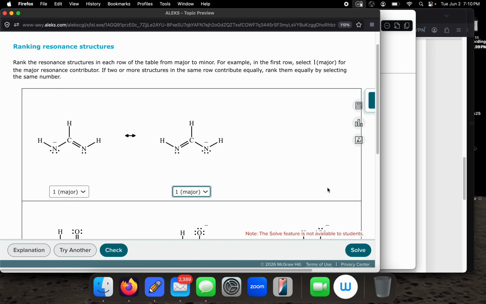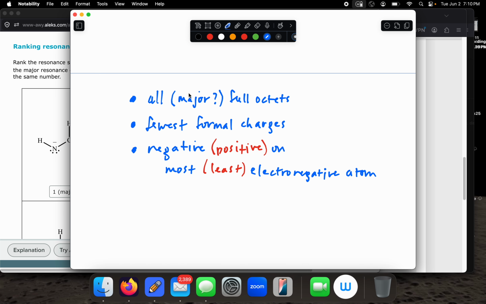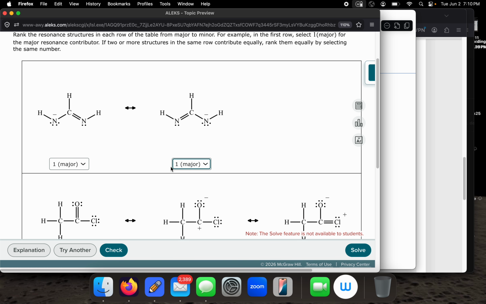I should have looked at all 3 rules. They all have full octets. They both have a negative charge, and the negative is on the most electronegative atom. That's true, it is, but it's the same both sides.